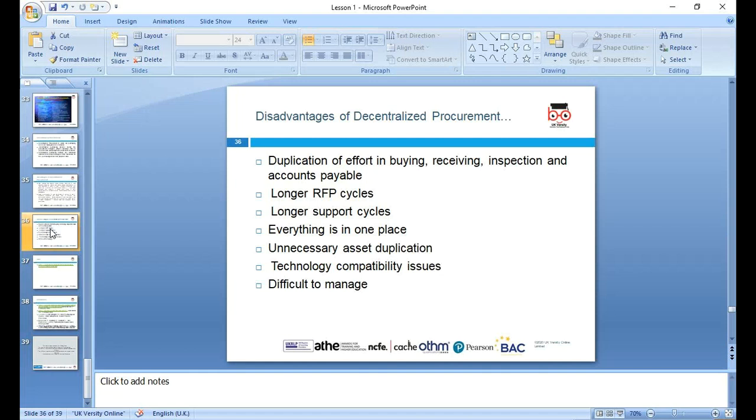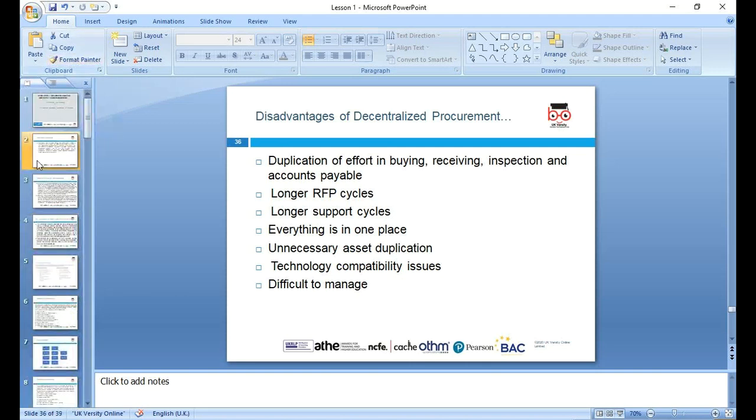But there can be disadvantages. Sometimes there may be duplication, so different departments may be buying the same thing again. It can take longer, and the supply cycle may sometimes be difficult. Centralized has everything in one place, while decentralized has many things in many places. Technology can create a problem sometimes if it is not compatible with the overall head office, and it is difficult to manage. Any question?